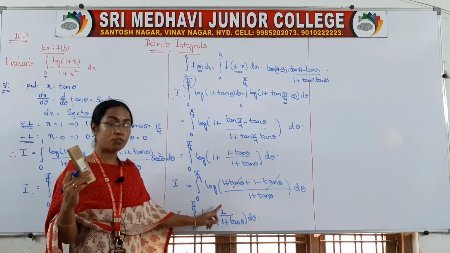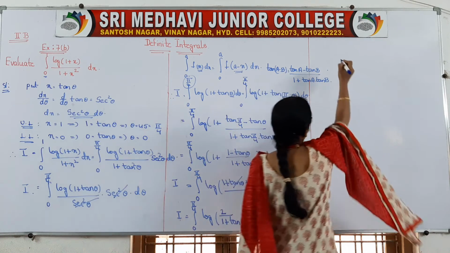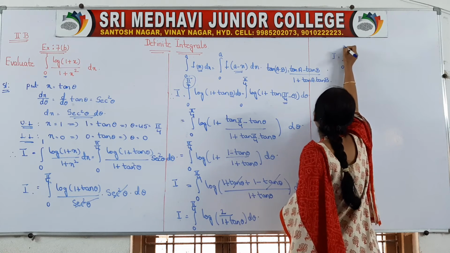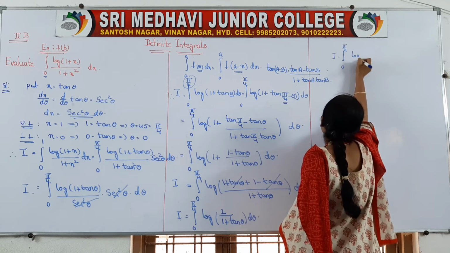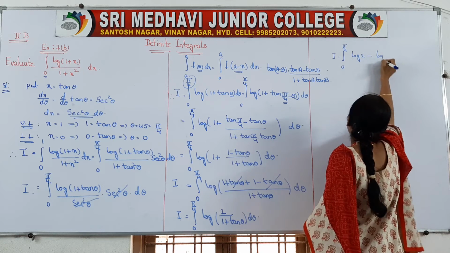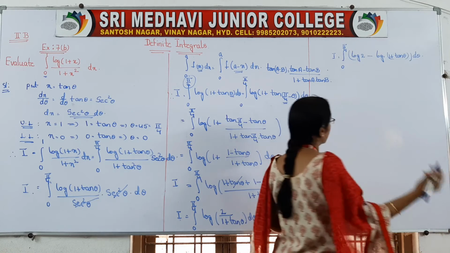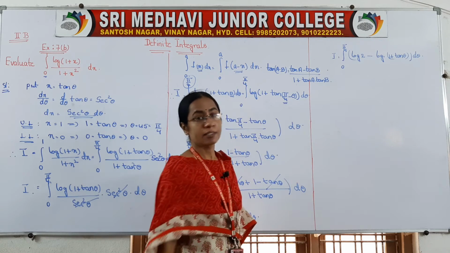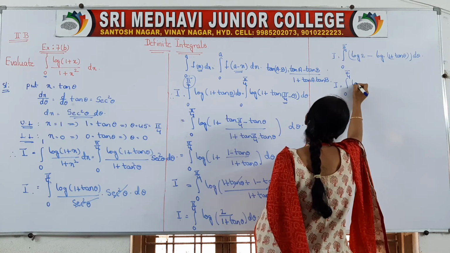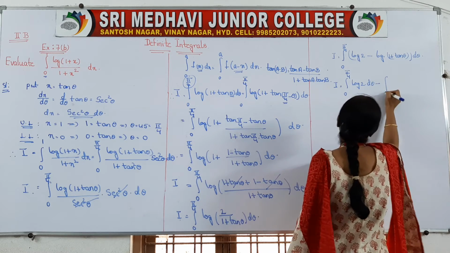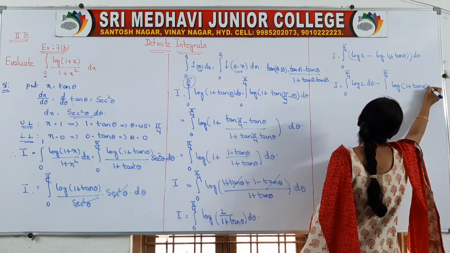Now it is of the form log of a by b, and log of a by b is log a minus log b. So here I is equal to integral 0 to pi by 4, in a place we have 2, in b place we have 1 plus tan theta. So it is log 2 minus log of 1 plus tan theta, d theta. Inside the integral, whenever plus or minus signs are there, we have to take separate integrals. So I is equal to integral 0 to pi by 4 log 2 d theta minus integral 0 to pi by 4 log of 1 plus tan theta d theta.